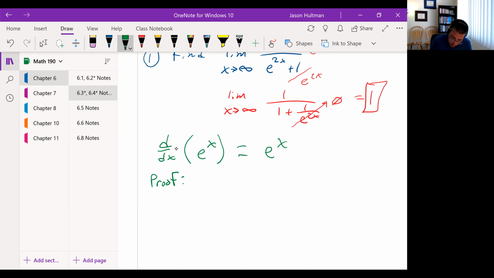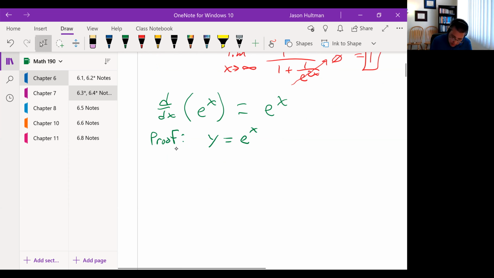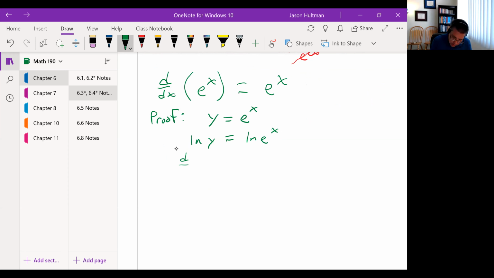Let's do a proof of this. I'm going to take y equals e to the x, and then take the natural log of both sides. Natural log y equals the natural log of e to the x. And then I'm going to differentiate both sides with respect to x.